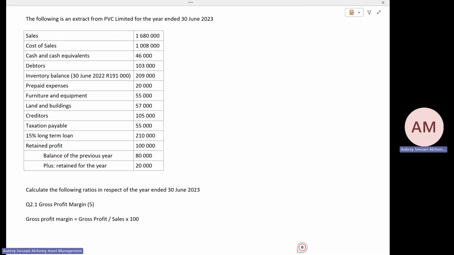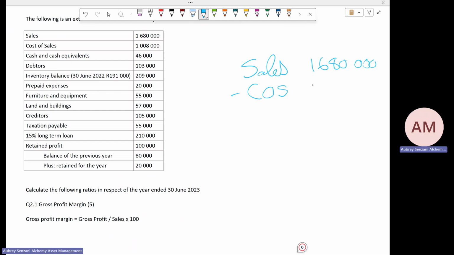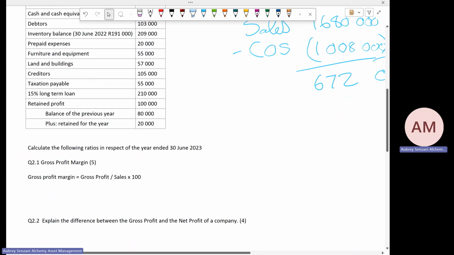We know that it's going to be your sales minus your cost of sales, isn't it? And your sales is 1,680,000. And your cost of sales is obviously 1,008,000. So what was our gross profit? What did you guys get? 672,000. Okay, so there's our gross profit.